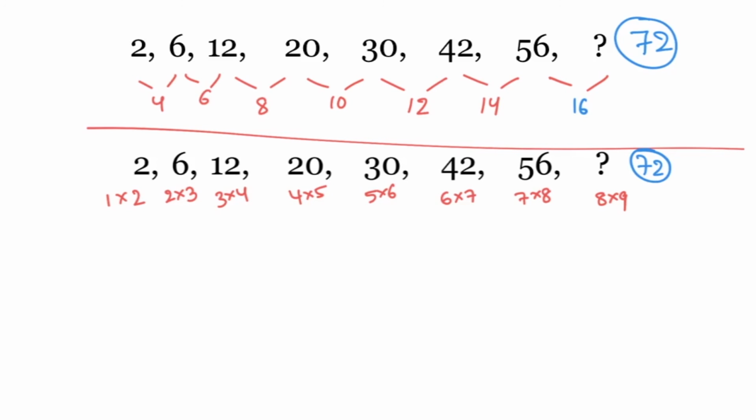Right? First term 1 into 2, second term 2 into 3, third term 3 into 4, 10th term 10 into 11. We require the term after 56. After 7 into 8, it is 8 into 9, 72.